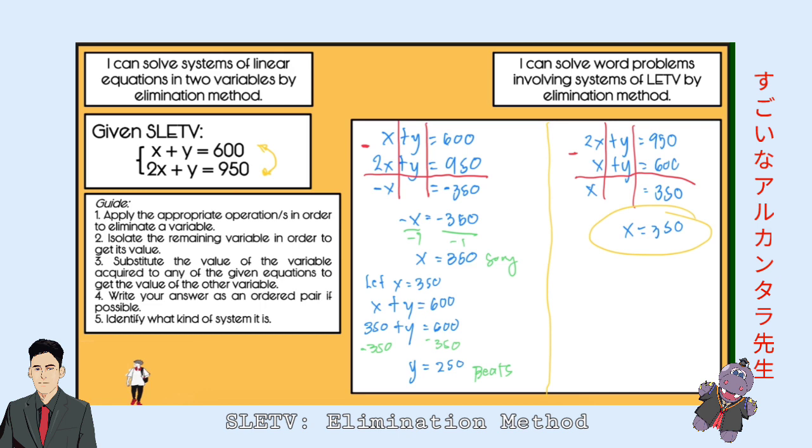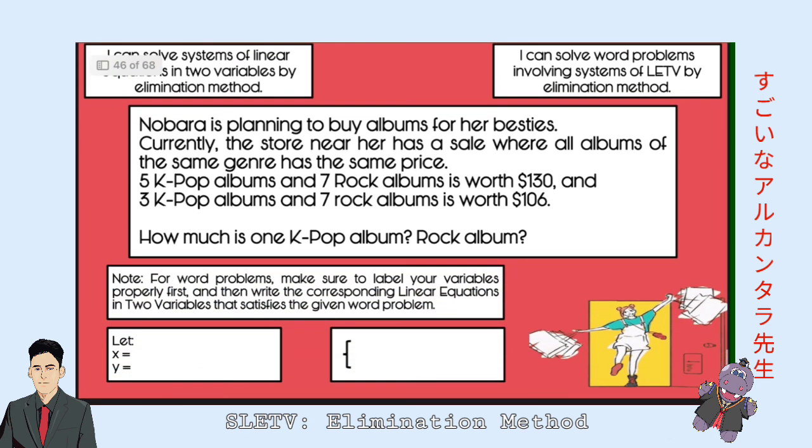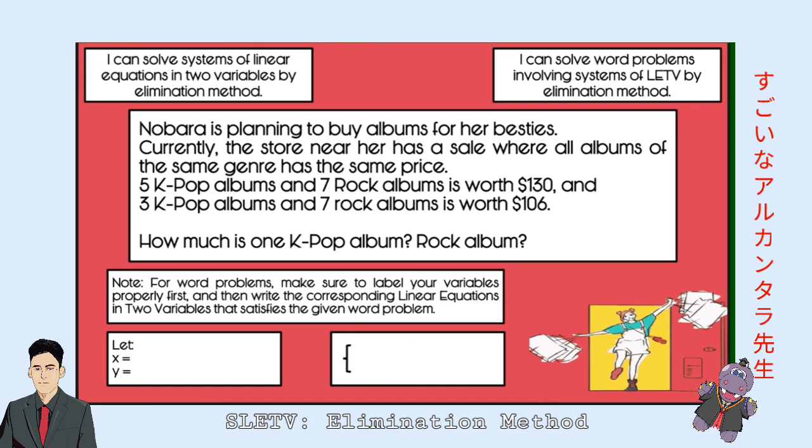Okay, so let's go with another word problem. This time we have Nobara, and she's planning to buy albums for her besties. Currently, the store near her has a sale where all albums of the same genre has the same price. 5 K-pop albums and 7 rock albums is worth $130, and 3 K-pop albums and 7 rock albums is worth $106. So how much is one K-pop album and how much is one rock album?